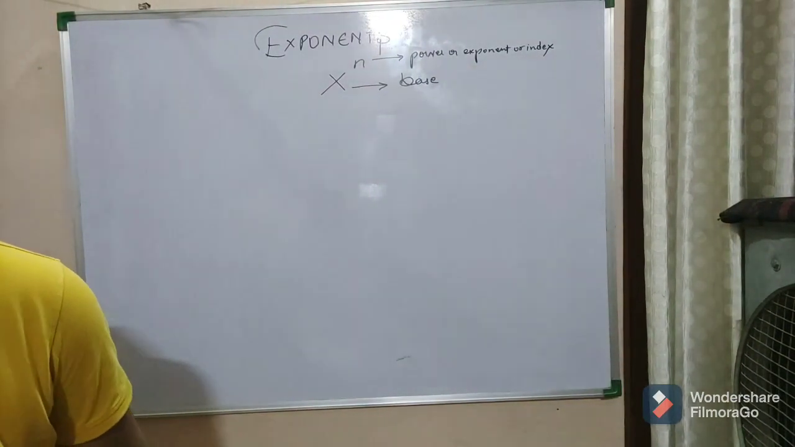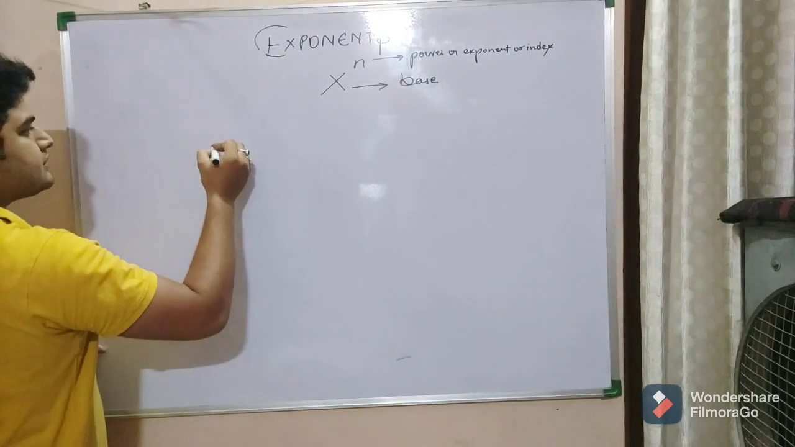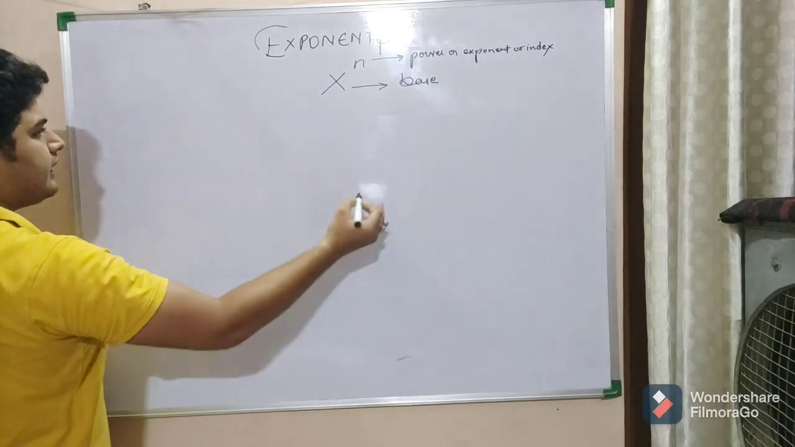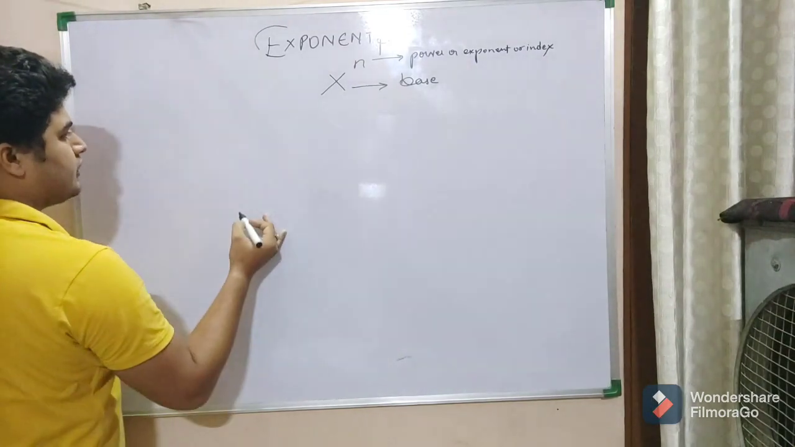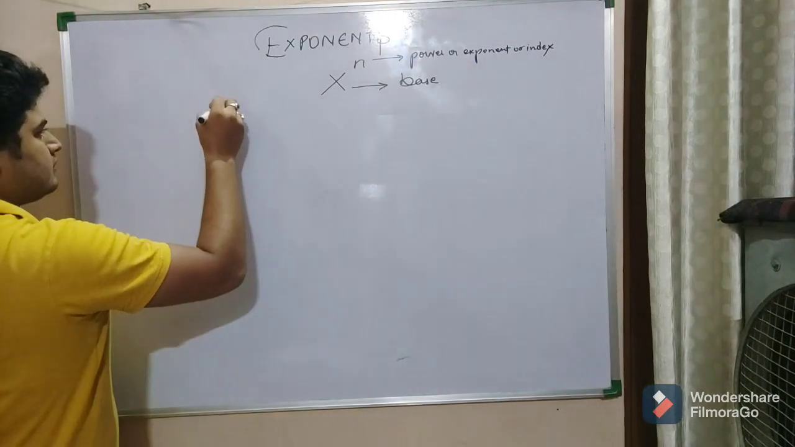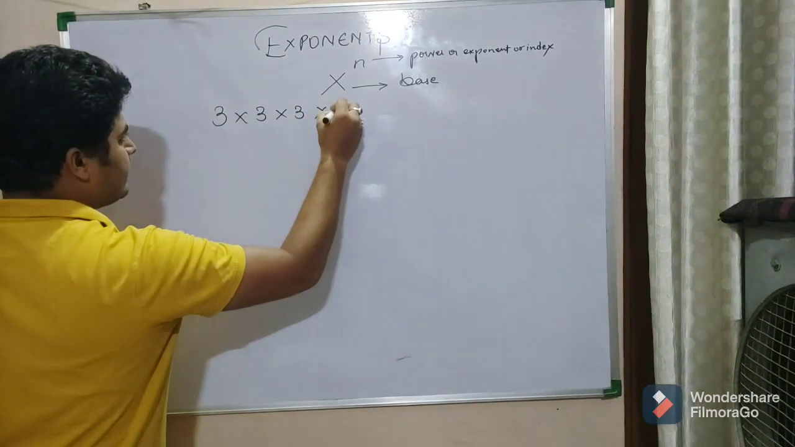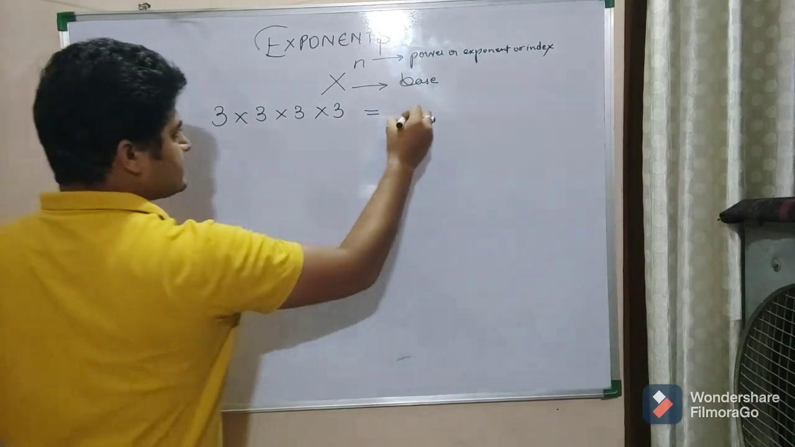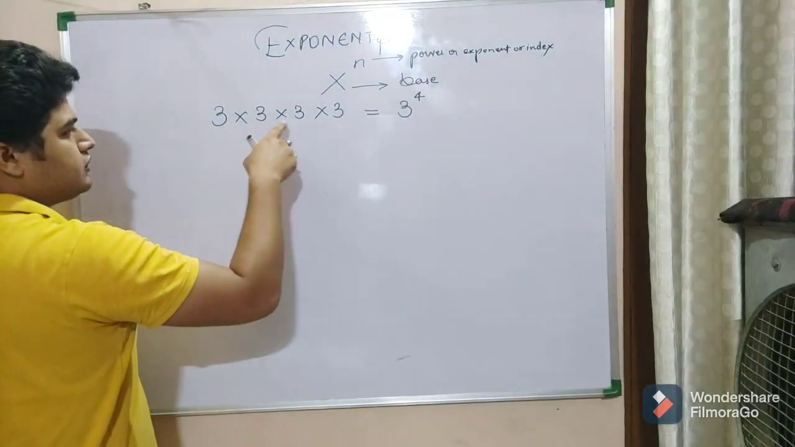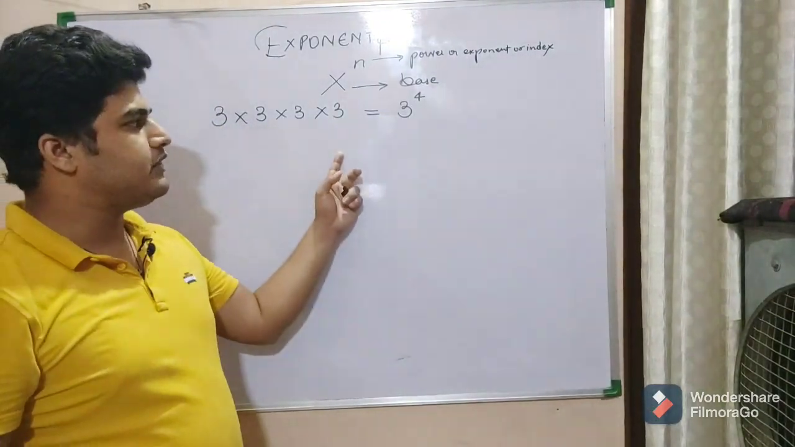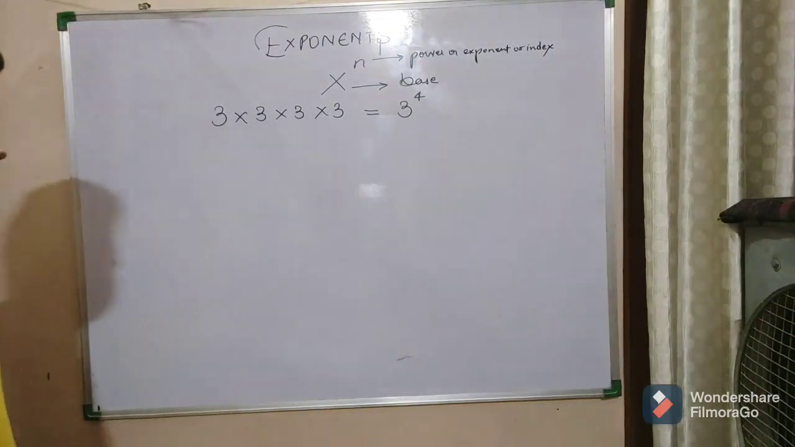Then from this we get to know that if a number is being multiplied many times by itself, we can convert it into exponential form. For example, it is written 3 multiplied by 3 multiplied by 3 multiplied by 3. So this can be written as 3 raised to the power 4, because 1, 2, 3, 4. How many times is it being multiplied? 4 times. So 3 raised to the power 4.